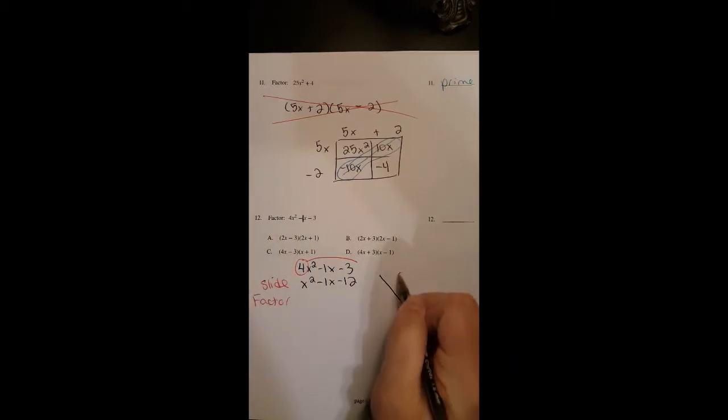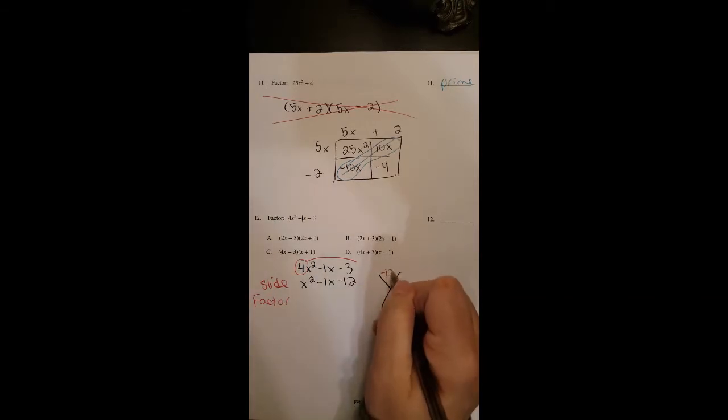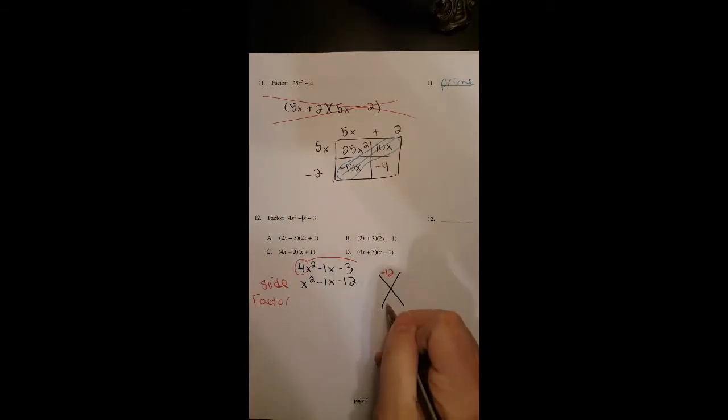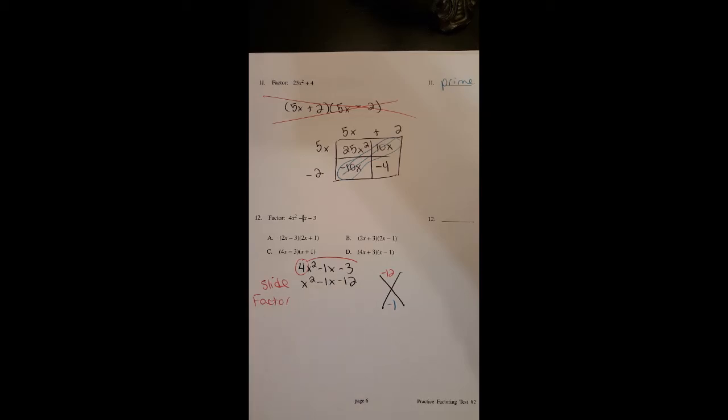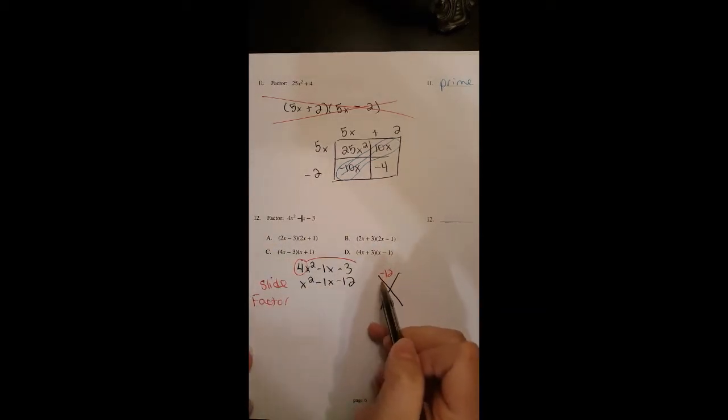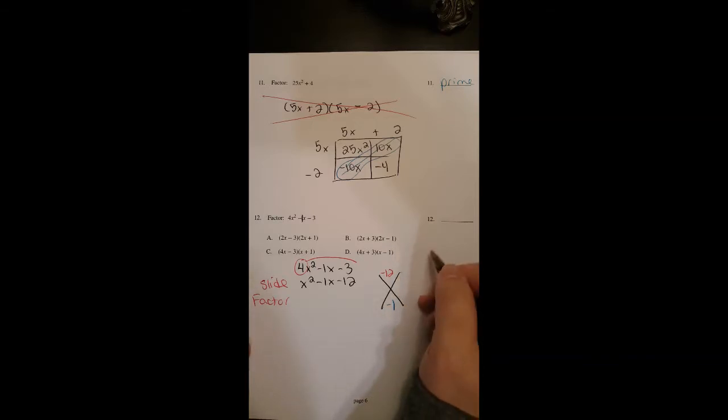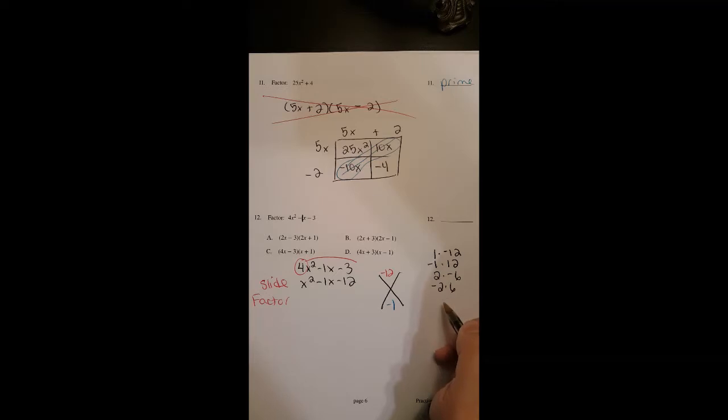That's slide. Now our next step is to factor. So we need two numbers that multiply to give us negative 12, but add to give us negative 1. So again, we could list out our factors here. And since they multiply to give us a negative, that tells us one's going to be negative, one's going to be positive. So I have 1 and negative 12, or negative 1 and 12. Now those don't add up to give us negative 1. I could have 2 and negative 6, or I could have negative 2 and positive 6.